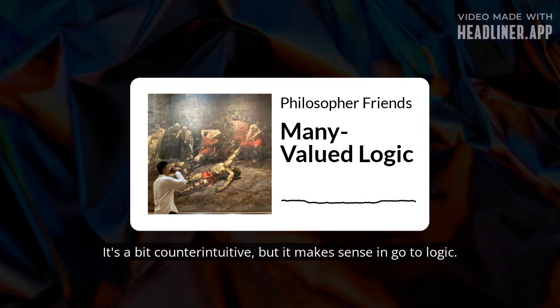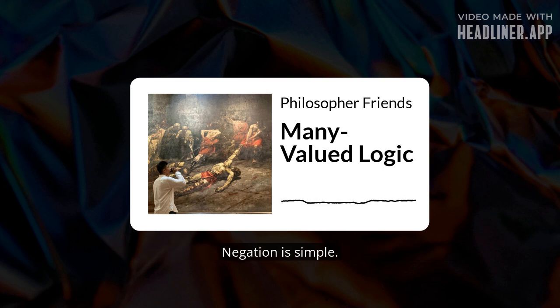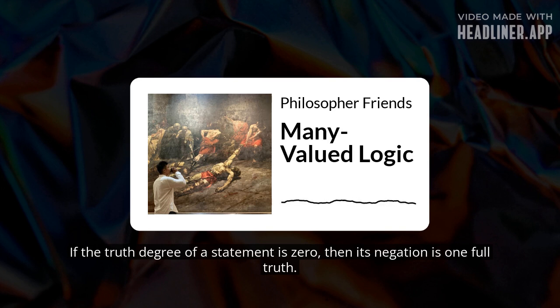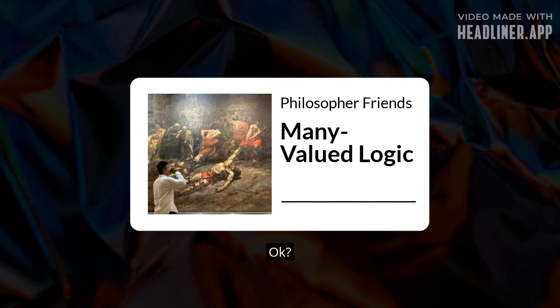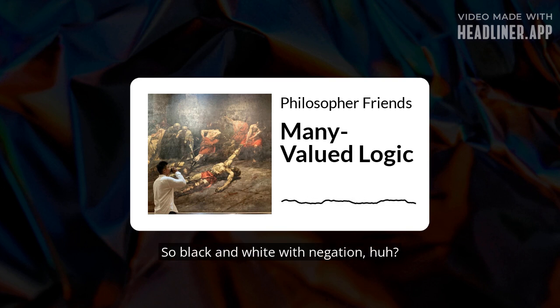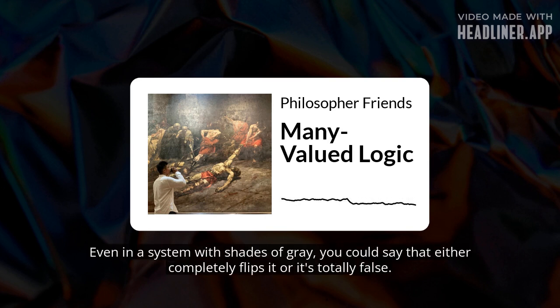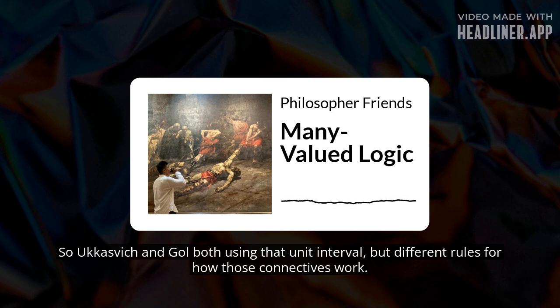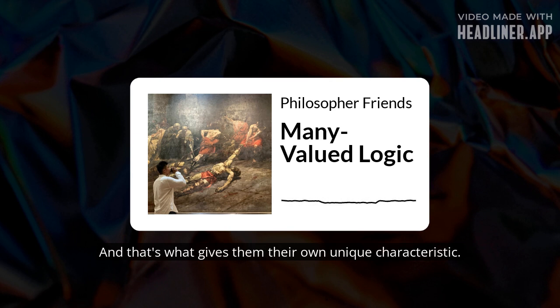Right. It's a bit counterintuitive, but it makes sense in Gödel logic. What about negation? How does that work? Negation's simple. If the truth degree of a statement is 0, then its negation is 1, full truth. Otherwise, it's 0. So black and white with negation, huh? Even in a system with shades of gray. You could say that. It either completely flips it or it's totally false. So Łukasiewicz and Gödel both use that unit interval, but have different rules for how those connectives work, and that's what gives them their own unique characteristics.